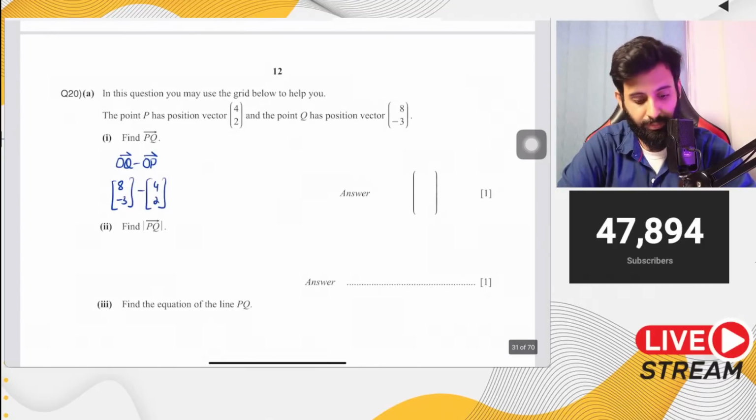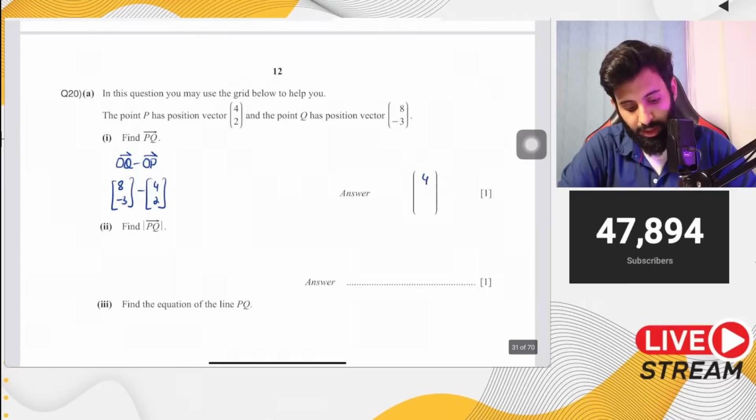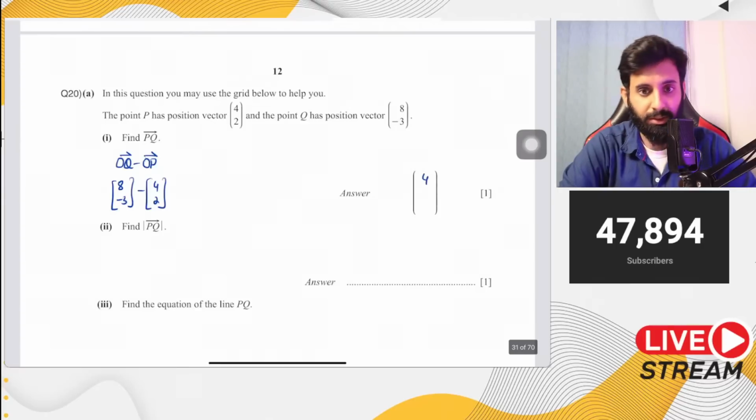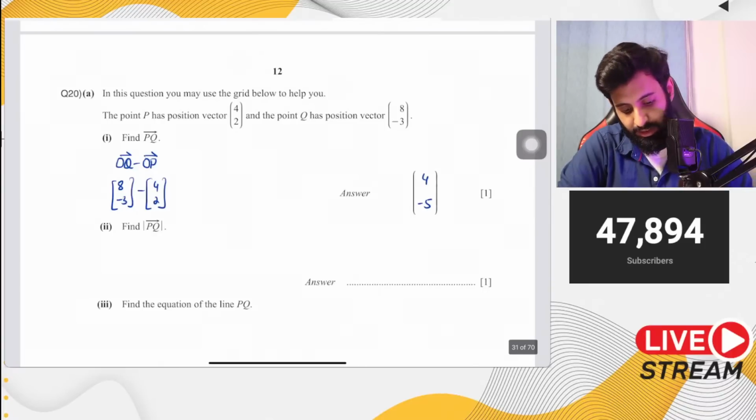Let's see what you get. 8 minus 4 is equal to 4. Minus 3 minus 2 is equal to minus 5. And there you go. That's your answer. Pretty easy. Then the next part says find the magnitude of PQ.